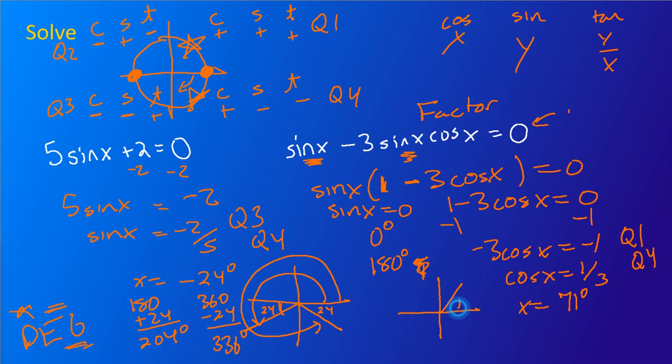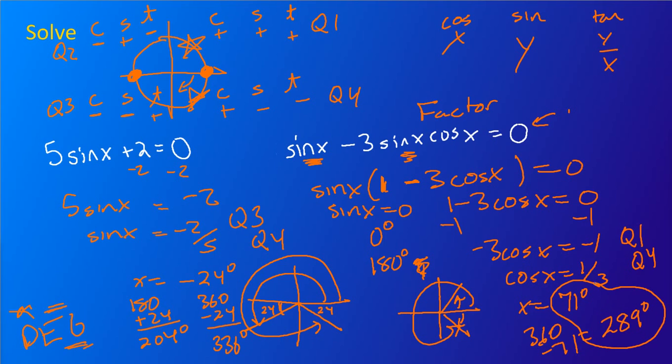So for quadrant 1, that's going to be easy. Got it. But quadrant 4, we are down here. So I need this angle right here, which is going to be 360 minus the 71. And that gives us 289. So there's our answers. Now, not just those, also these. I have 4 answers for that one. And on the previous one, I had just 2 answers. All right, that's it. Good luck.